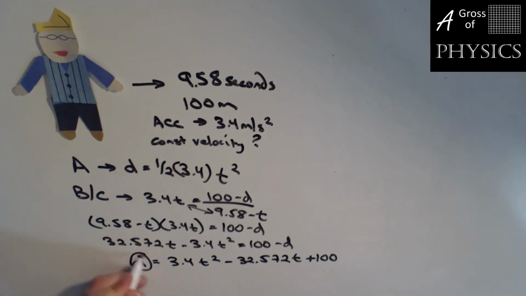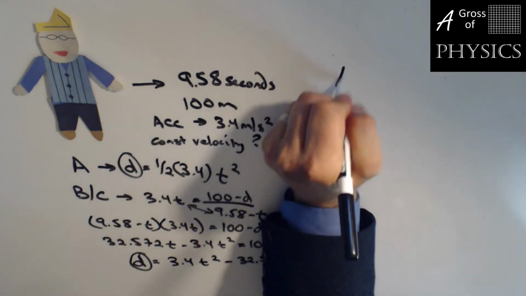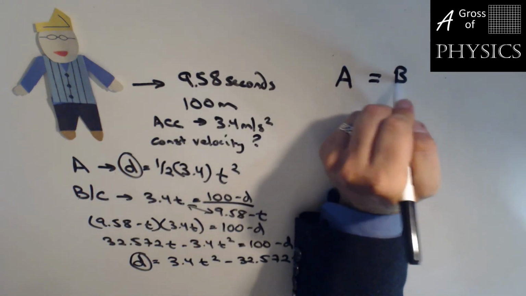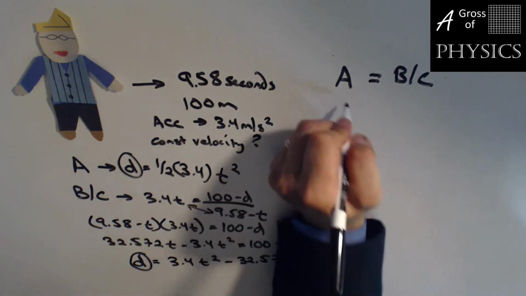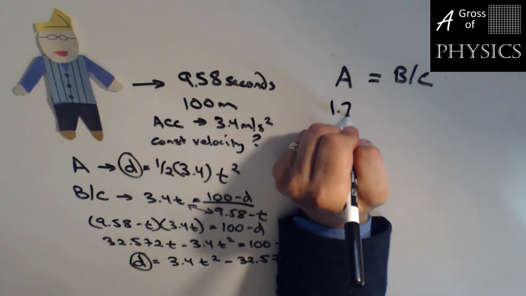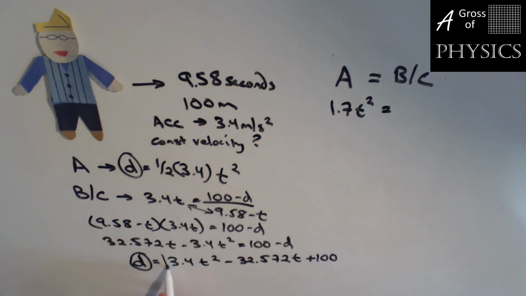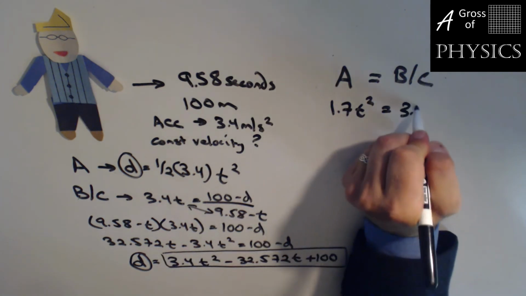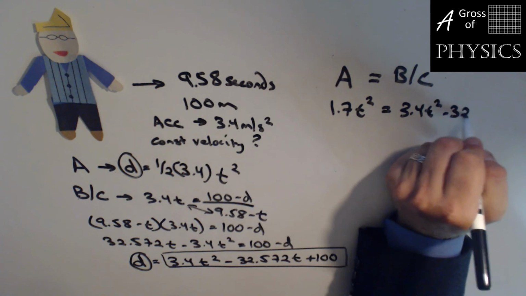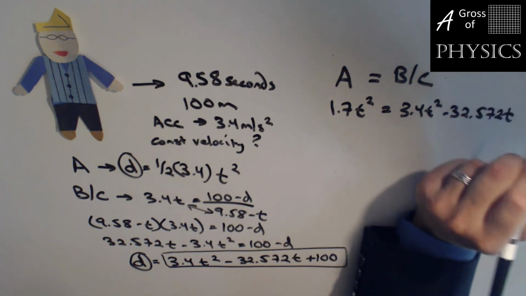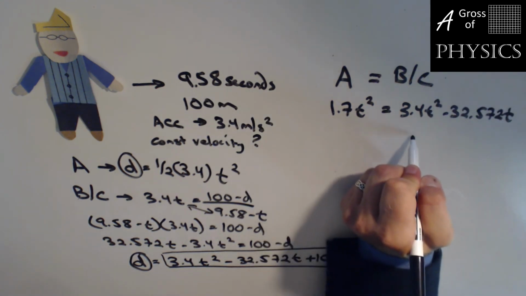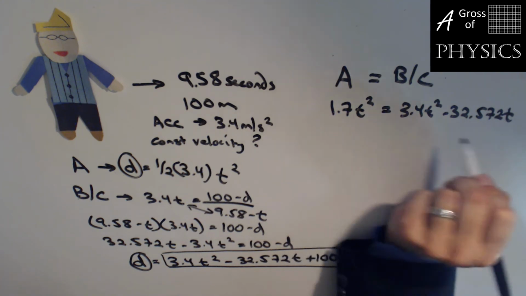Just making sure the units are correct and the signs are correct. Now, this has a d and equation A has a d. And what we're going to do is set them equal to each other. So what I'll say is equation A equals equation BC. So one half of 3.4 is 1.7 t squared. That's equation A, equals, and I'm going to plug in all this stuff here: 3.4 t squared minus 32.572t plus 100.